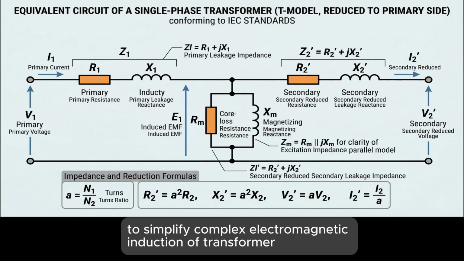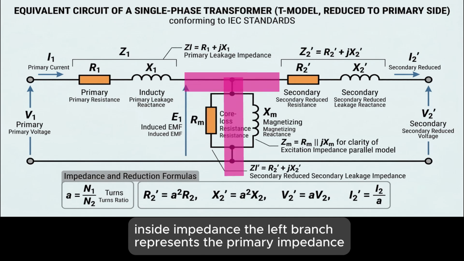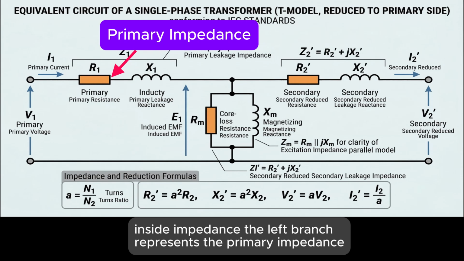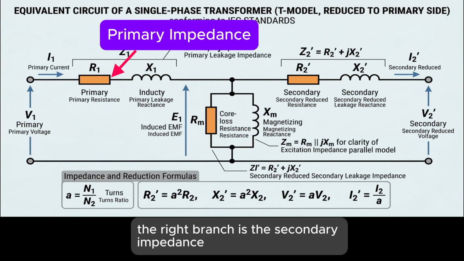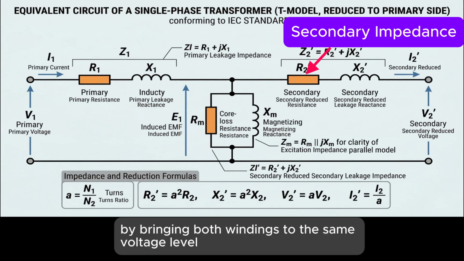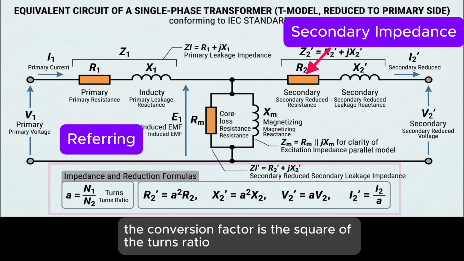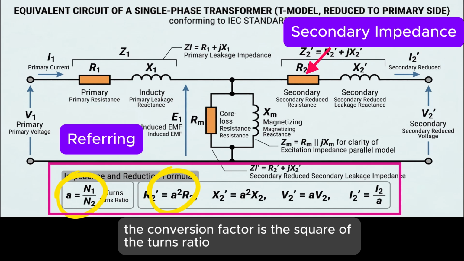To simplify the complex electromagnetic induction of the transformer, we use the T-equivalent circuit to represent the transformer's internal impedance. The left branch represents the primary impedance. The right branch is the secondary impedance. To analyze the circuit by bringing both windings to the same voltage level, we need to refer the secondary side impedance to the primary side. The conversion factor is the square of the turns ratio.